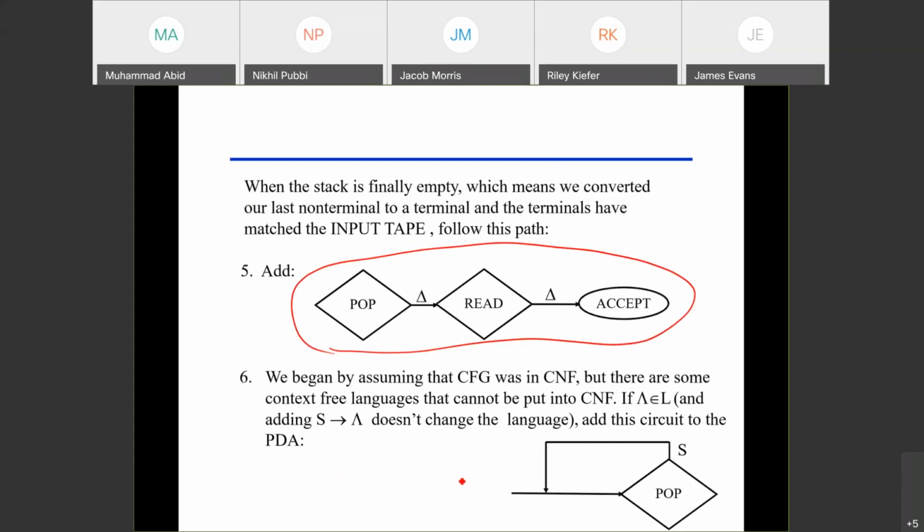Now here is one additional thing. We know that Chomsky normal form does not have a lambda production, but sometimes we do have that. It is not possible to work without it, or it is a scenario that you have to manage, or you have to keep that lambda production in your grammar regardless. Then it says no need to worry, we can generate this design, this circuit, which will take care of the lambda production. You start with pop from here and go back to itself, and the label will be S. So this will be the lambda production.